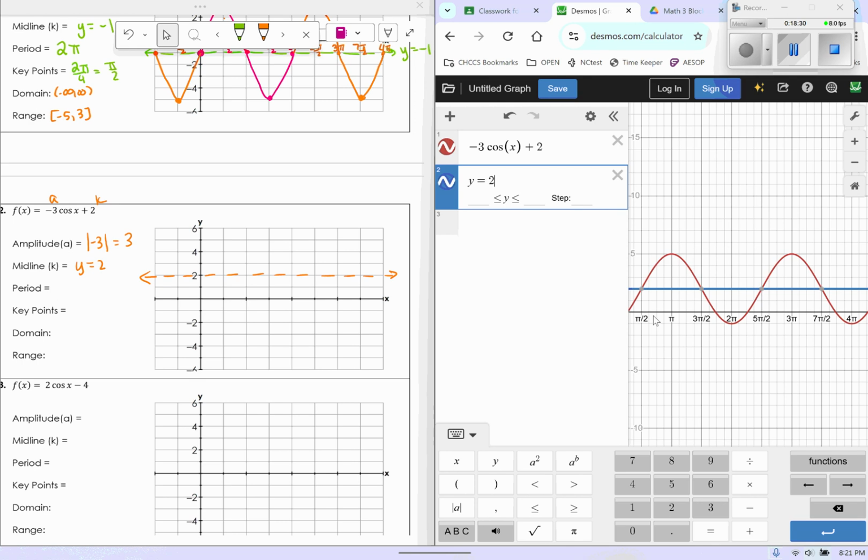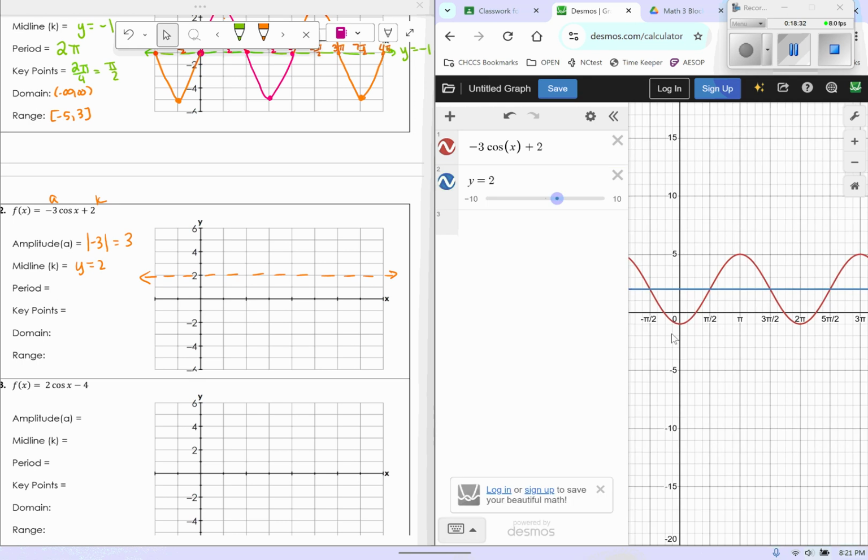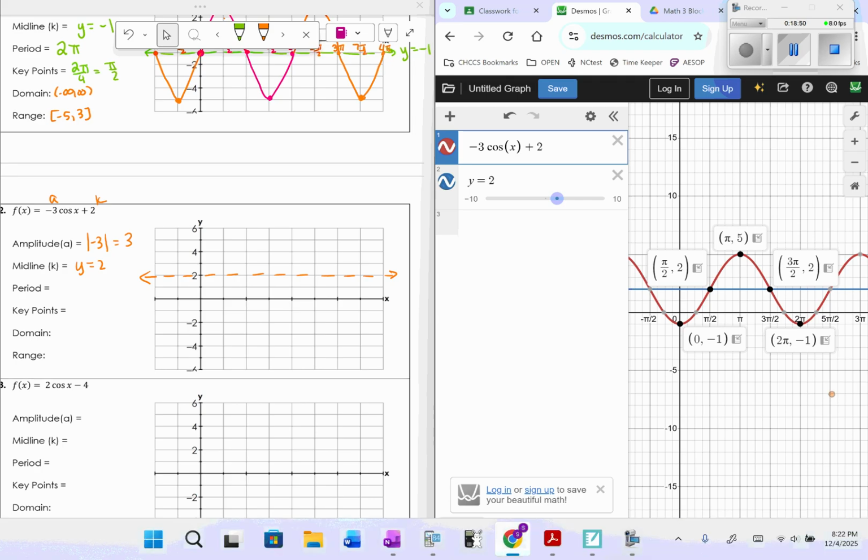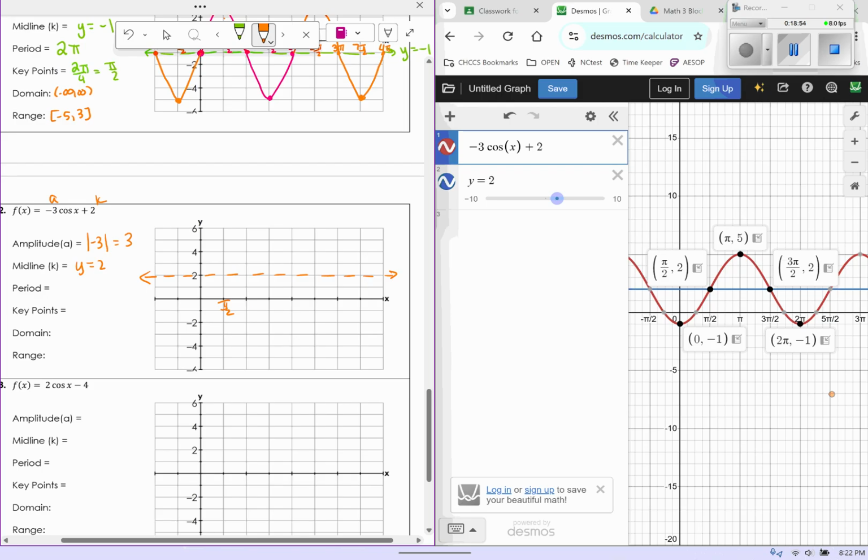And so on my graph, let's start at the y-axis. So this point right here would be 0, negative 1, then pi over 2, 2, pi, 5, and then 3 pi over 2 is here, and 2 pi. So that would be one wavelength. That's 1, 2, 3, 4, 5 key points in one wavelength. So you just got to label your x-axis with these x coordinates: pi over 2, pi, 3 pi over 2, and 2 pi would be one wave.